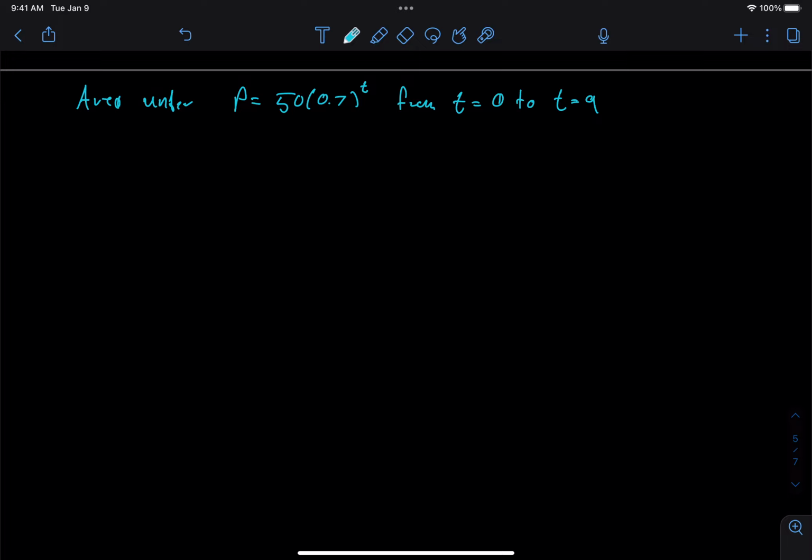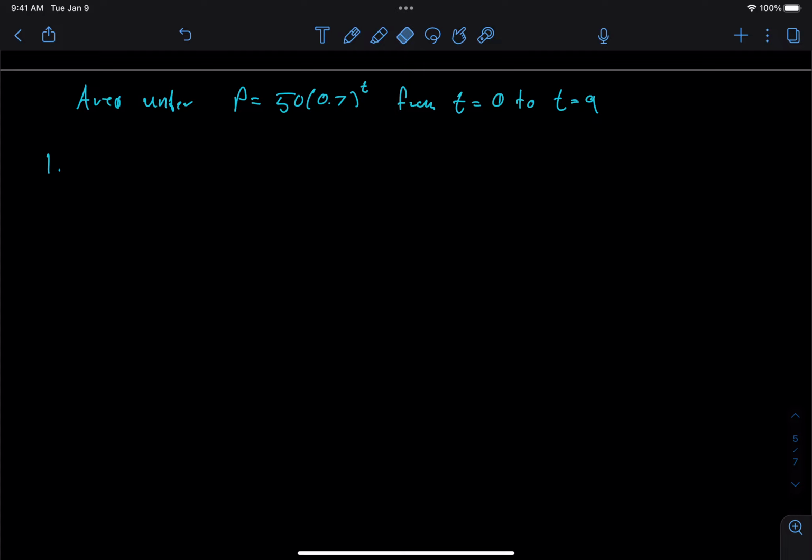Okay, hello. This is just a quick video to explain a couple problems that I've had some questions on. So the first one is this question: what is the area under p equals 50 times 0.7 to the power t from t equals 0 to t equals 9? And you can do this in one of two ways. The first way is to sort of reverse engineer.